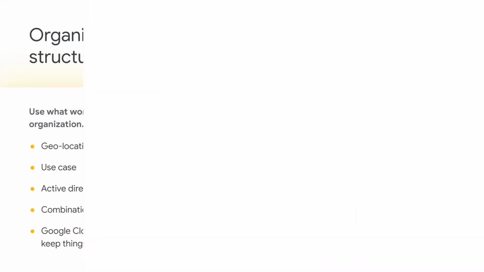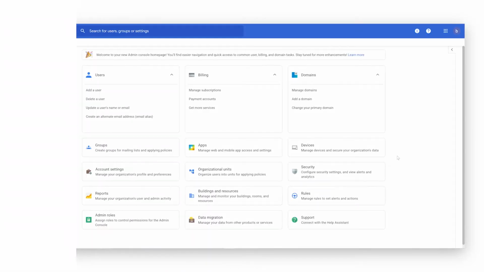Now that we've covered the basics, let's get into the fun stuff: how to use cloud management and the admin console to get more control over your Chrome browser deployment and set your end users up for success. Here we see the Google Admin Console. I should note that you don't need a Google Workspace license to use this solution.